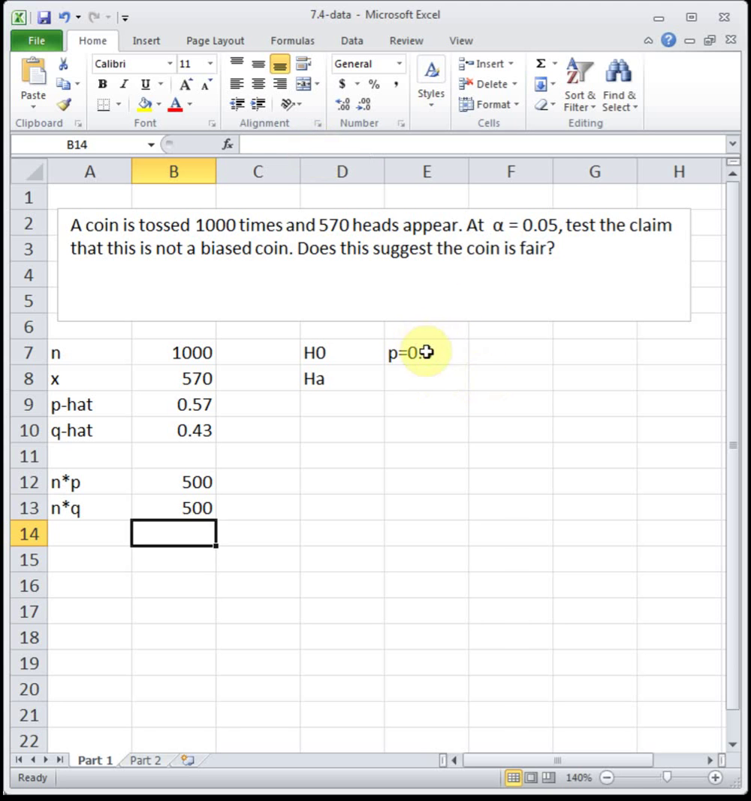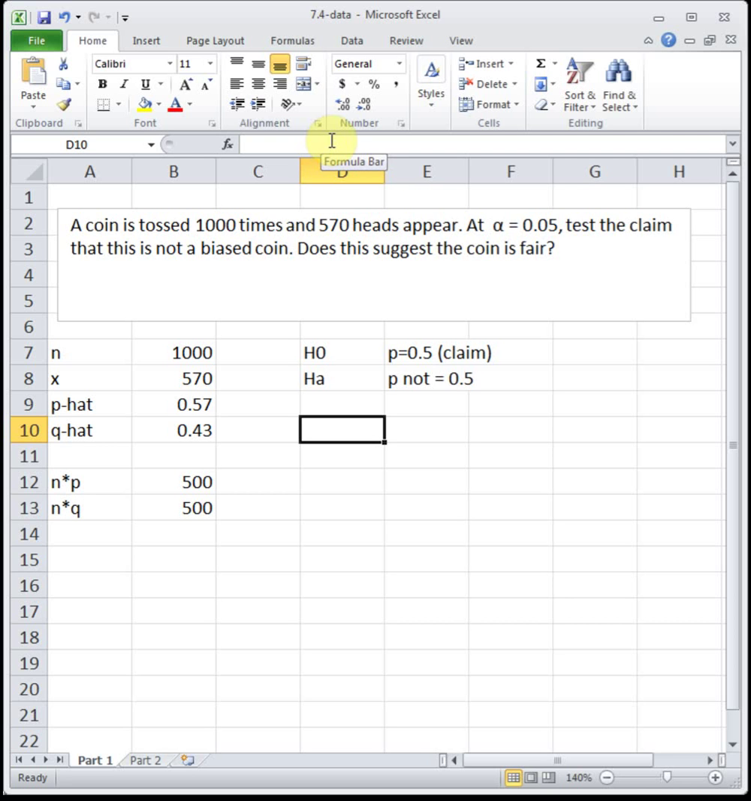So going back to our hypotheses, we're claiming that it is not a biased coin, which means that it's fair. So our H naught is that p equals 0.5. The complement is that p does not equal 0.5. I know this is kind of rudimentary symbols here. We could go up to the symbols menu and find a not equal to sign, but I think this is good enough for the purpose of figuring out how to do these tests. Alright, so I think we have everything that we need.